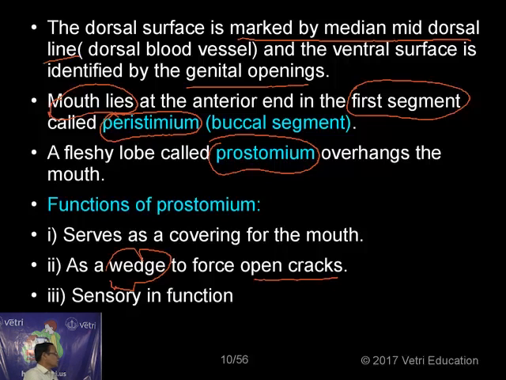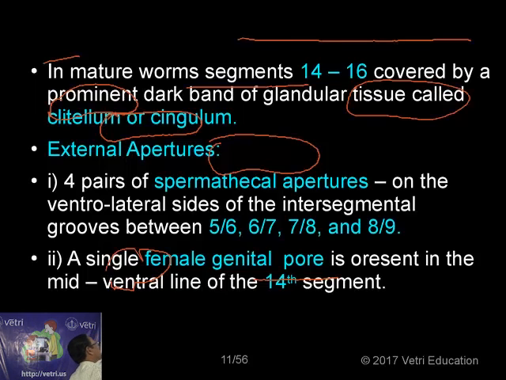So, the prostomium is a covering of the mouth, used as a wedge to break the cracks, opening the cracks through which the animal moves to make the burrow. So it acts as a wedge to force open cracks, and finally as a sense organ, the sense of touch, while it is moving. Okay, that's about the prostomium, now the first segment.